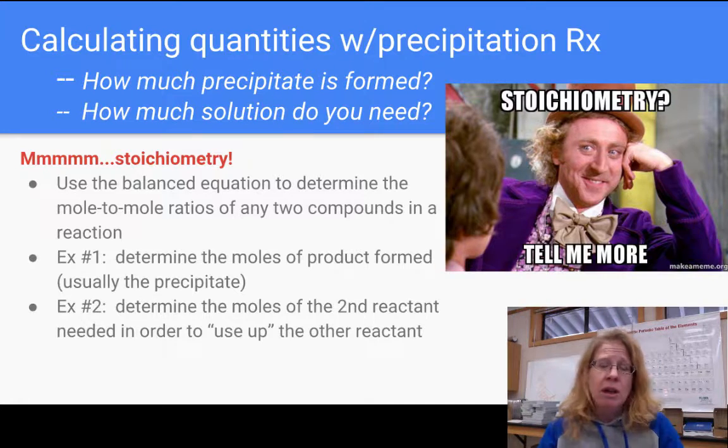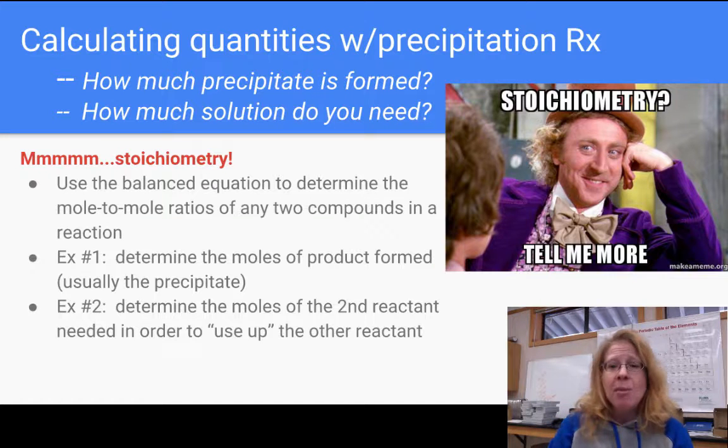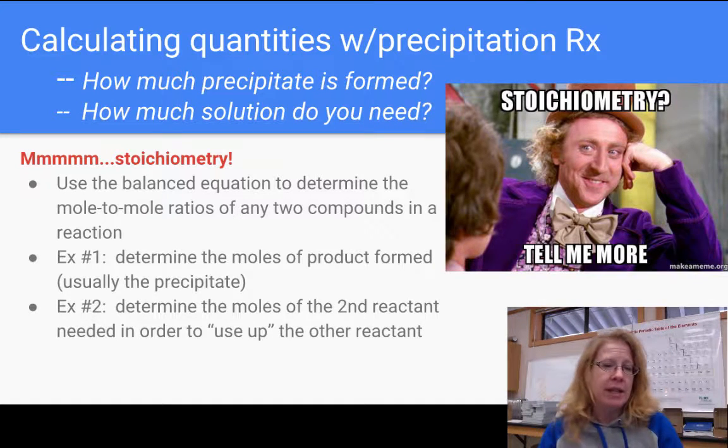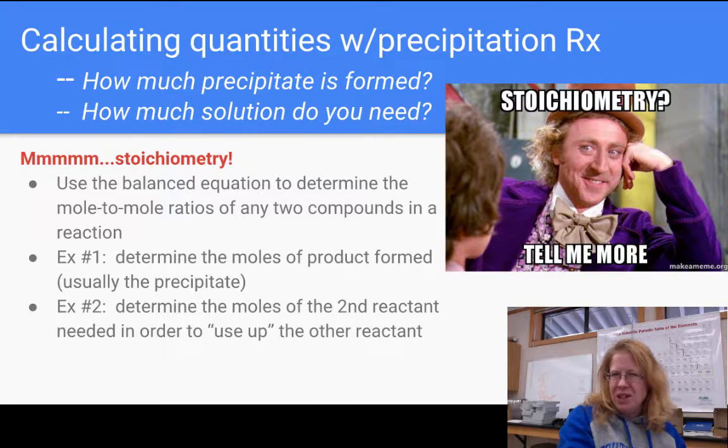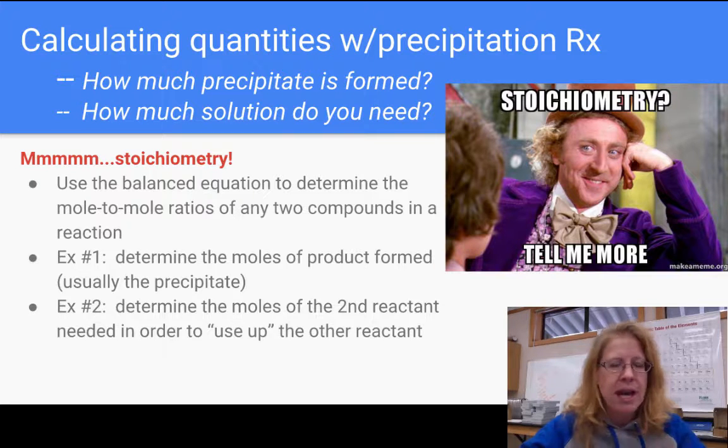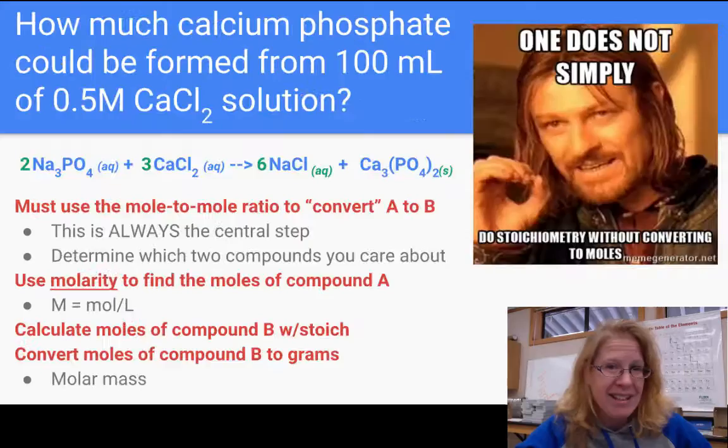Second thing we do, and you'll see some examples of this: how much of the second reactant do I need to use up a reactant? So I've got this much sodium chloride, how much of the other stuff do I need to use to get rid of it, or something along those lines. Those are the kinds of examples we can do, and those are the problems we're going to work out next. Here we go.